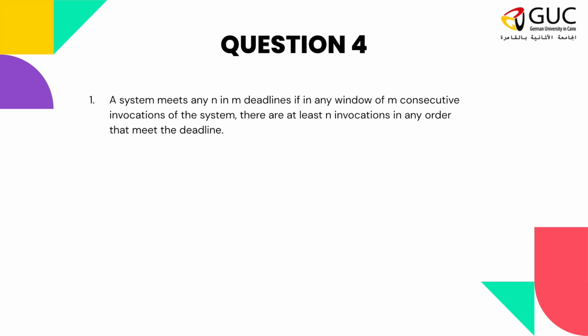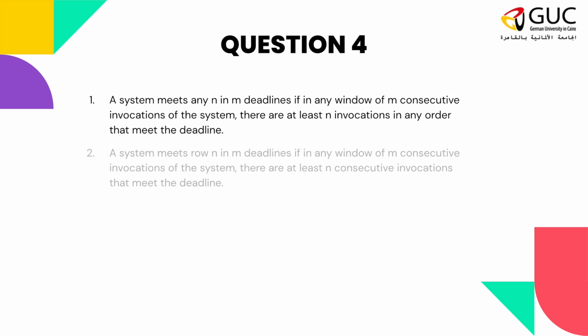If you want to deduce the three other constraints, we will also be tackling the other direction, which is met consecutive, because the first one tackled met non-consecutive when we stated in any order. However, here we will be tackling met consecutively. So a system meets row n in m deadlines. And take care, above we stated what? A system meets any n in m deadlines. Any means it may be consecutive, it may be non-consecutive, I don't care. However, in the second constraint, a system meets row n in m deadlines. How can I say that the system met n consecutive deadlines out of m?